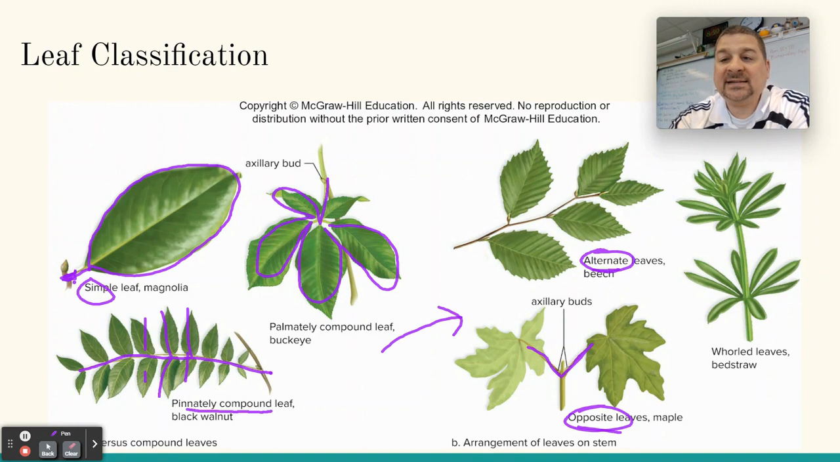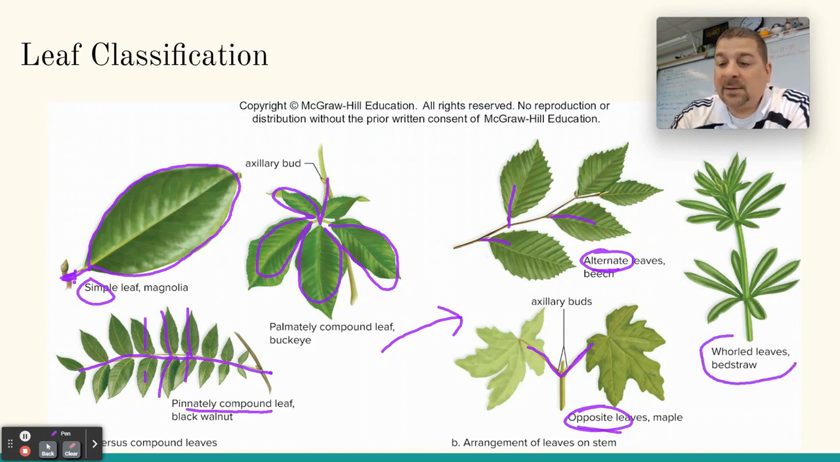Alternate is they alternate this side, and then they go down the inner node there to another node off the other side. Inner node, the node in the petiole is going to be off this side, then that side, then this side, then that side. So they alternate sides where they branch off.